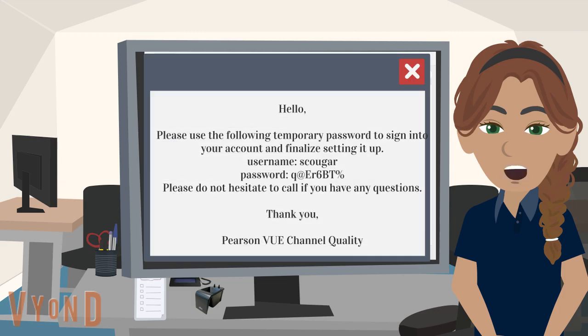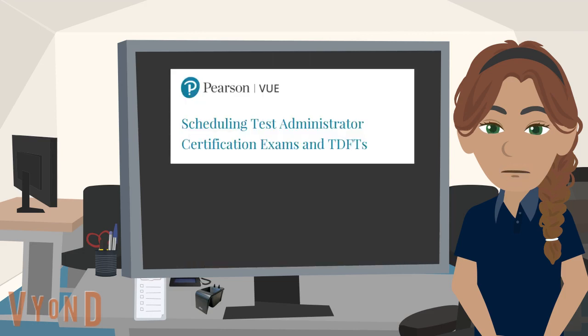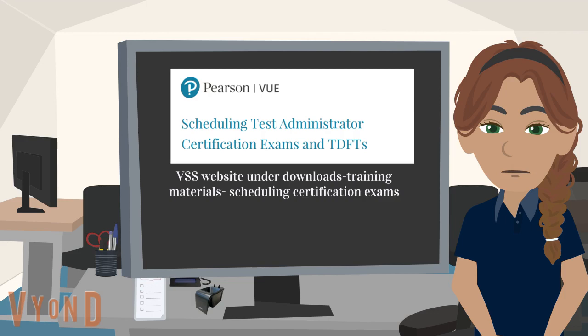Once a proctor has been added, they will receive a temporary password and be able to access the study materials for the Pearson VUE exam. The Pearson VUE proctor certification is through a Pearson VUE exam. When a proctor is ready to test, they will schedule their exam through the registration manager. There is a step-by-step guide on registration on the VSS website under Downloads, Training Materials, Scheduling Certification Exams.